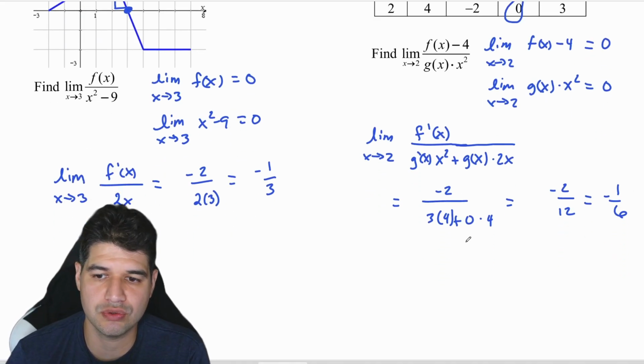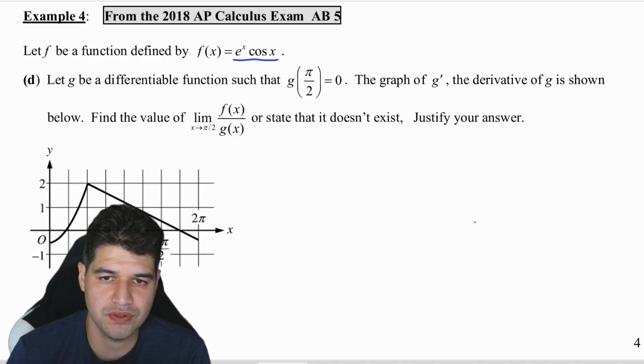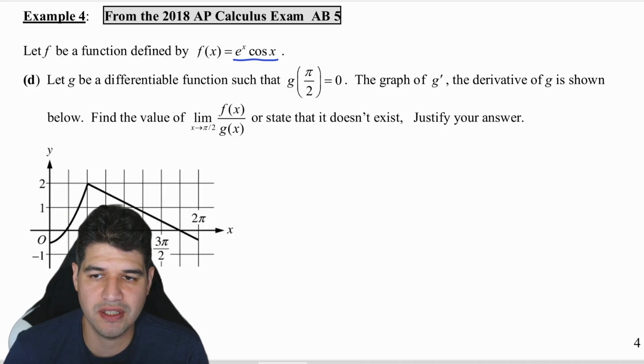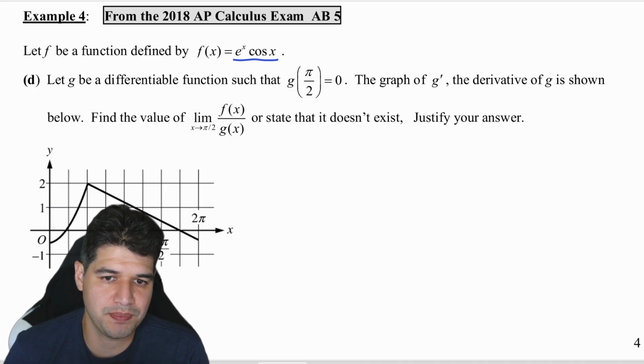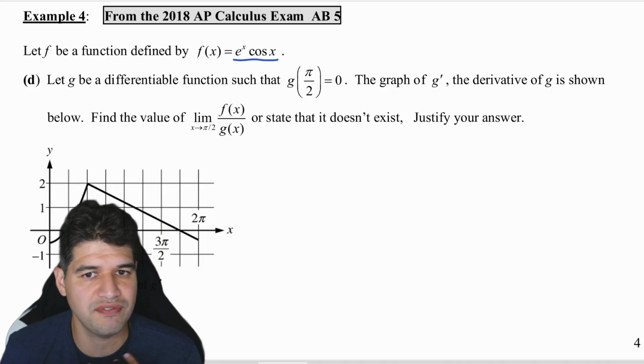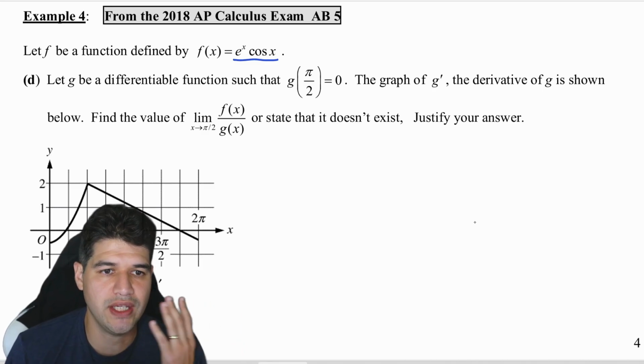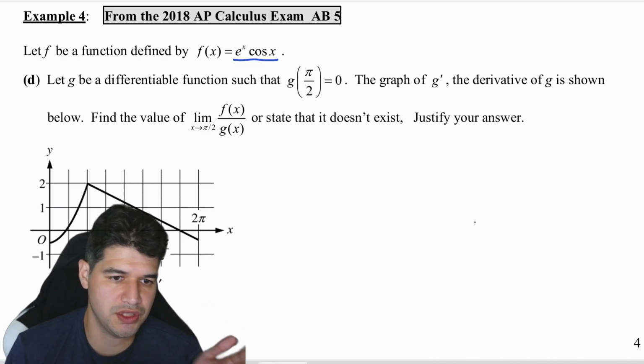And this was a great question back from 2018. We have this function, e to the x cosine x. And we want to figure out the value as x approaches pi over 2 of f over g, or state that it doesn't exist. And this was a very tough question in 2018. But now that you guys know it, we can definitely apply our knowledge to this type of question.